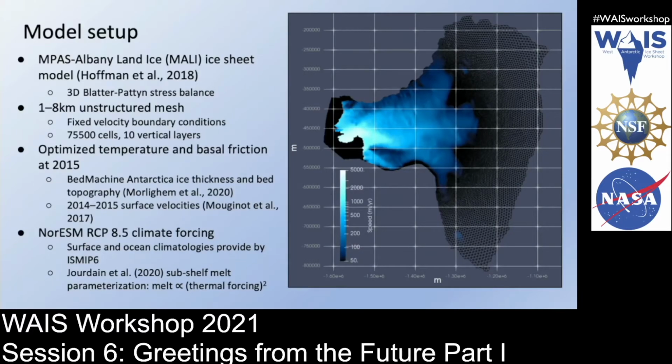To do this, we're using a 3D higher order ice sheet model called MALI, using a regional domain over Thwaites Glacier with a 1 to 8 kilometer unstructured mesh shown on the right. We optimize temperature and basal friction fields against observed surface velocities from MEaSUREs using BedMachine Antarctica ice thickness and bed topography. And we use climate forcings provided by ISMIP6 using an RCP 8.5 climate scenario, and in our forward runs we use the ISMIP6 subshelf melt parameterization.